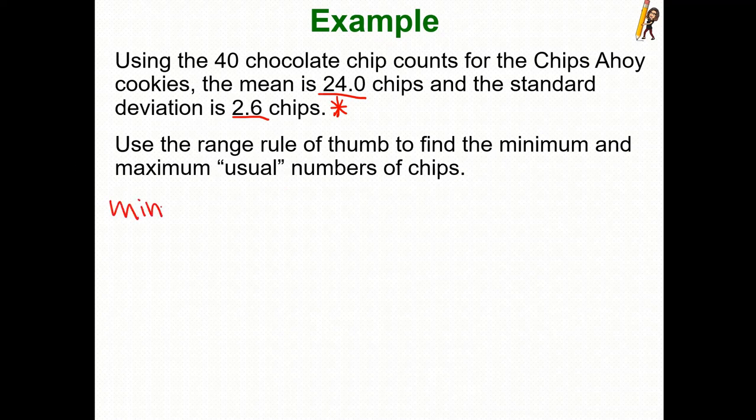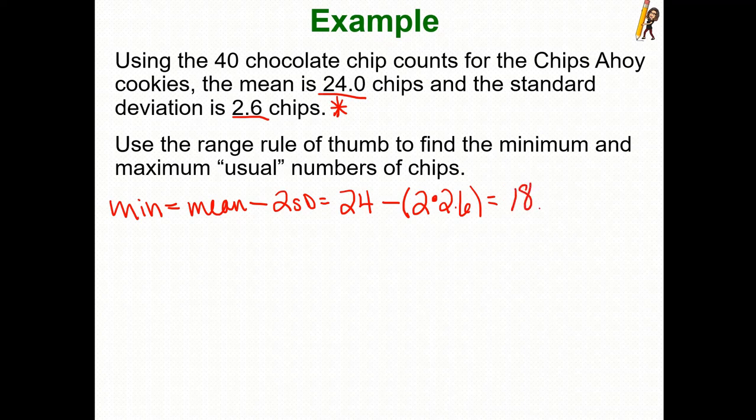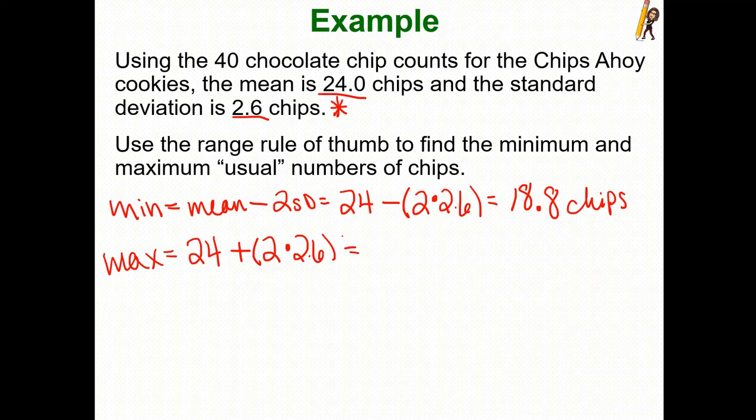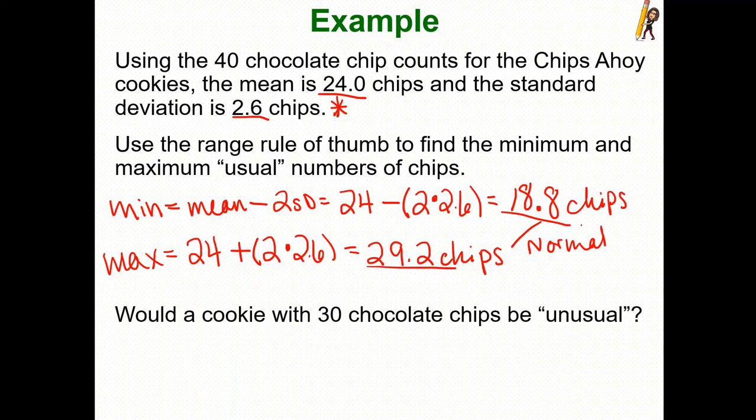So first we're going to find that min and max. That minimum value is going to be equal to the mean minus 2 standard deviations. So the mean was 24 again, minus 2 times that 2.6 standard deviation, which, plugging it into our calculator, is 18.8 chocolate chips for our min. Our max is going to be that same mean, 24, plus 2 times our standard deviation of 2.6. So that will be 29.2 chocolate chips for our max. So 18.8 to 29.2 is deemed normal for any given Chips Ahoy cookie.